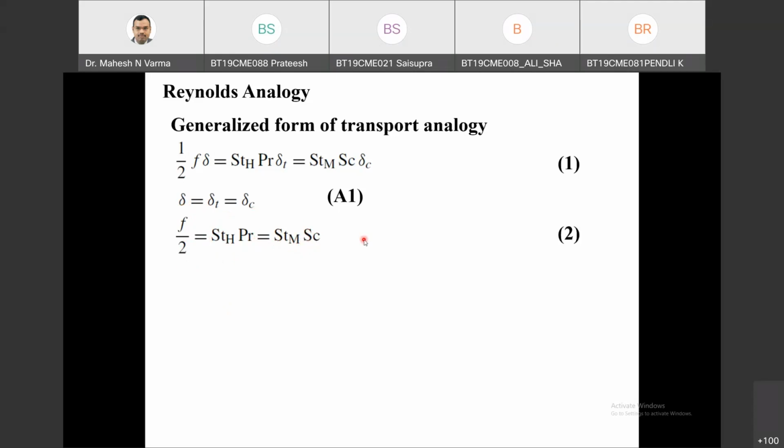And already we have seen the order of magnitude of Prandtl number and Schmidt number for gases. Roll number 20, Aviral, what is the order of magnitude of Prandtl number and Schmidt number for gases? Schmidt number and Prandtl number, order of magnitude. Sir, the Schmidt will be.